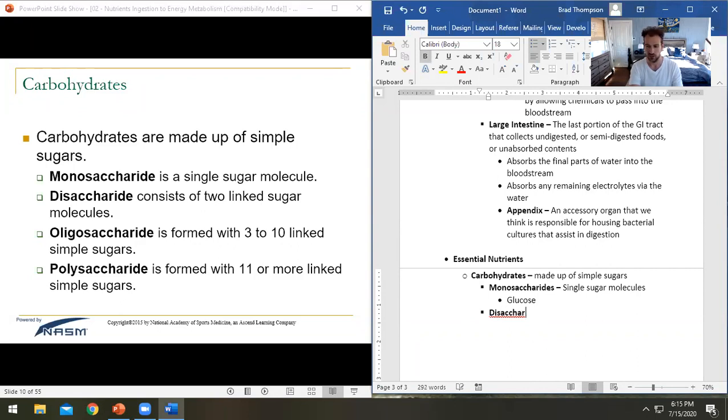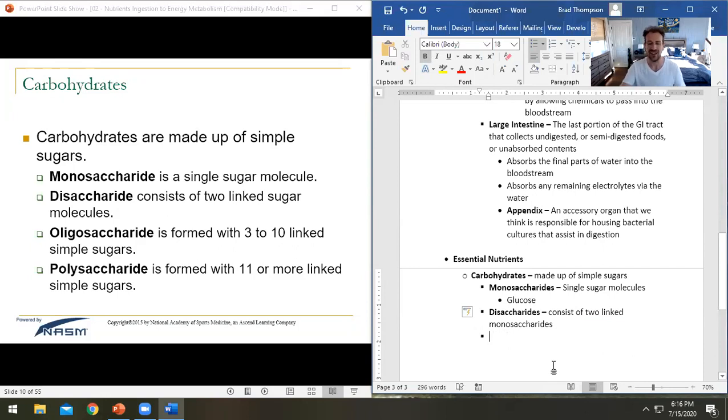which are double sugar molecules. They consist of two linked monosaccharides. So this is two sugar molecules linked together. That's a disaccharide. You're going to find that in things like fruits, for instance.